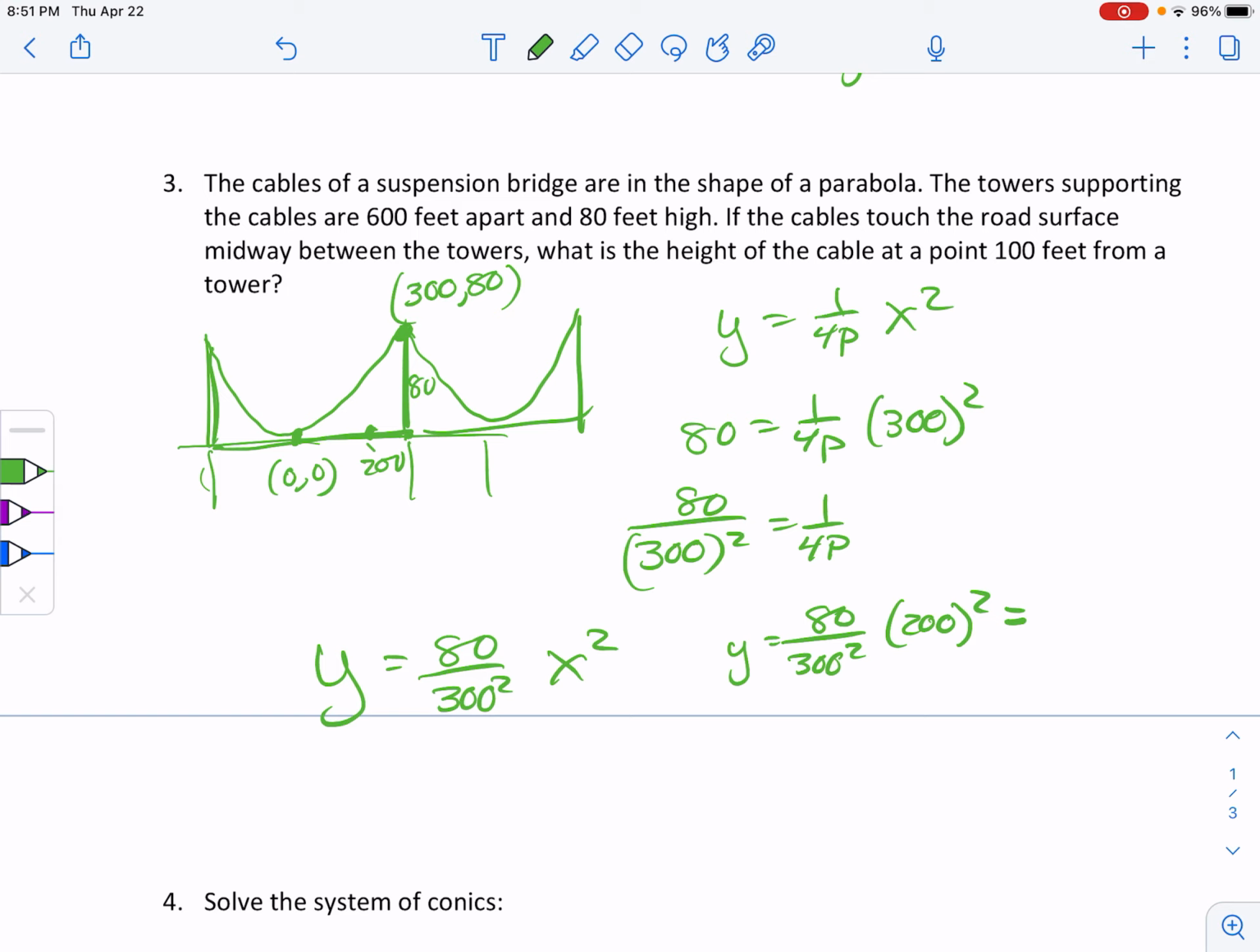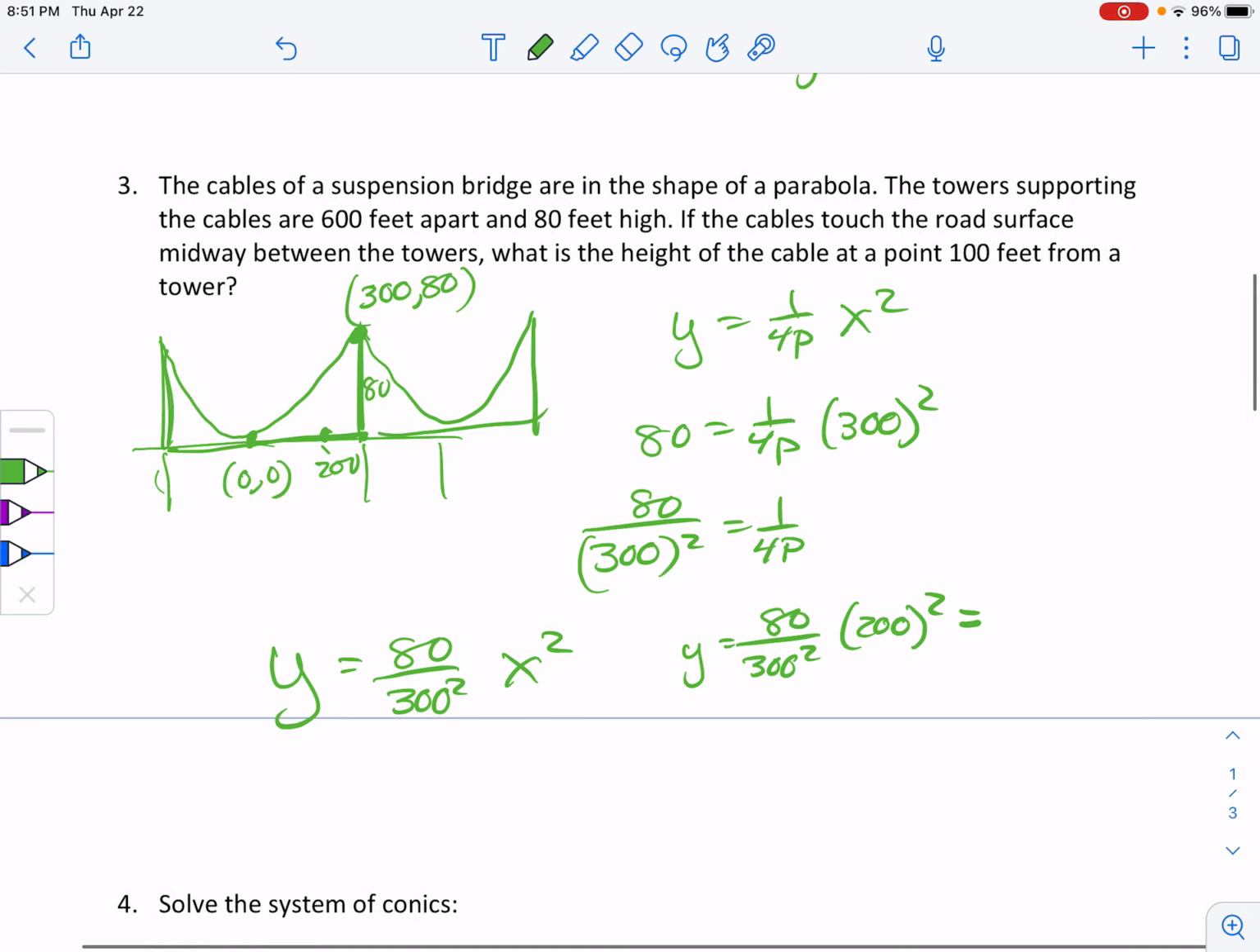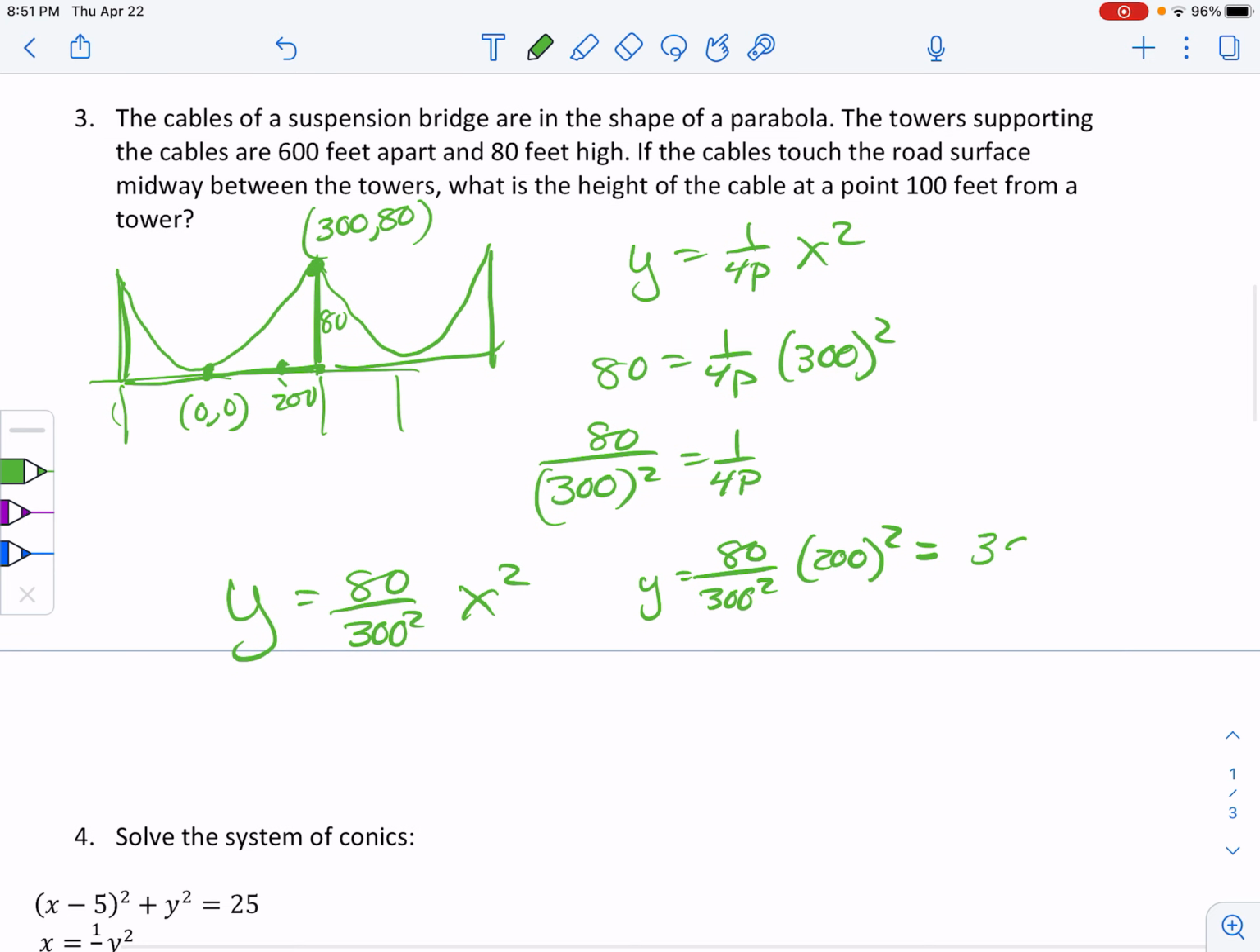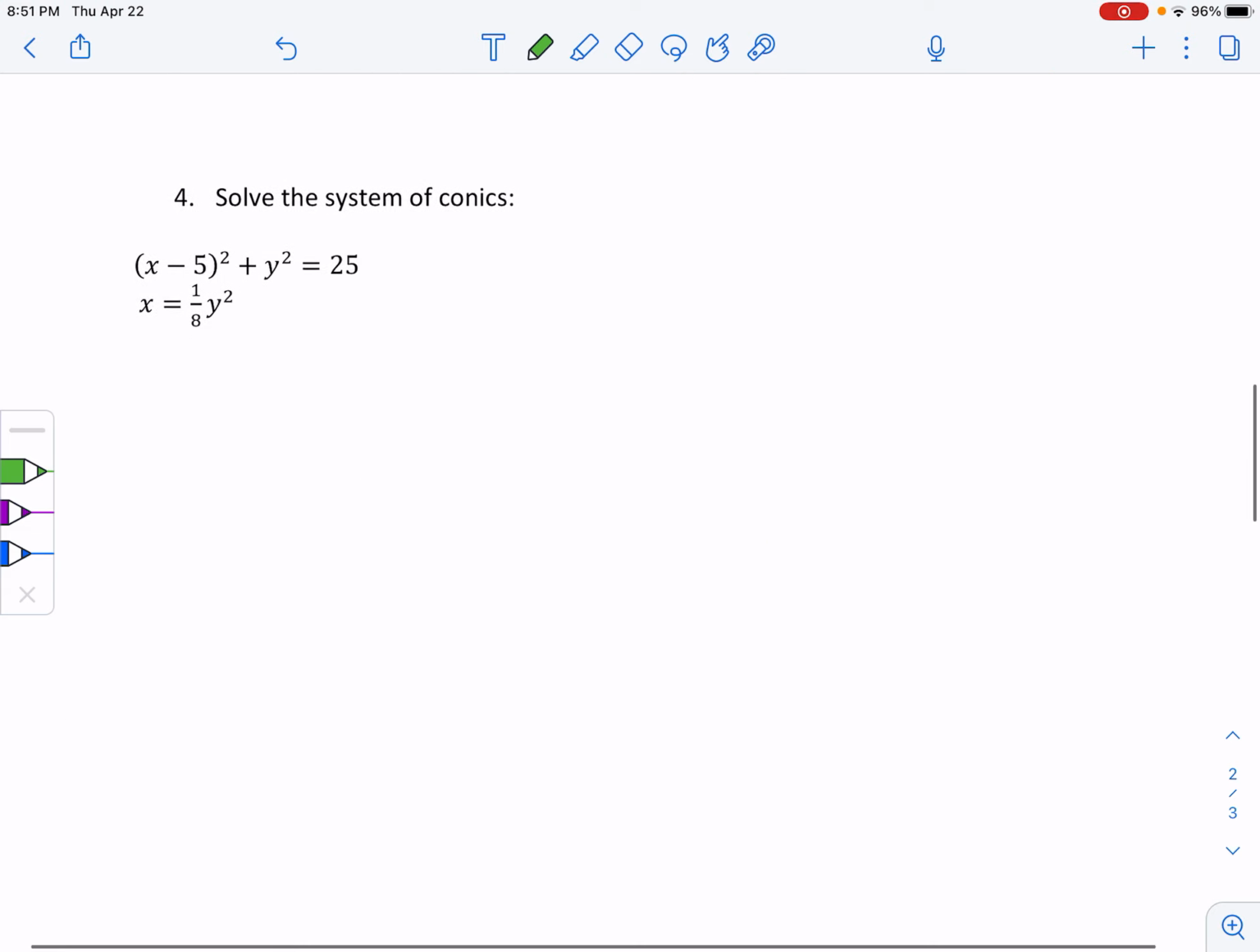And let's see what our math tells us. 200 squared times 80 divided by 300 squared tells me it's 35.5 feet high. So at this point, that's 35 feet high. This one's at 80. Okay? You got to know your equations. All right. The last thing we're going to do is solve a system of conics.